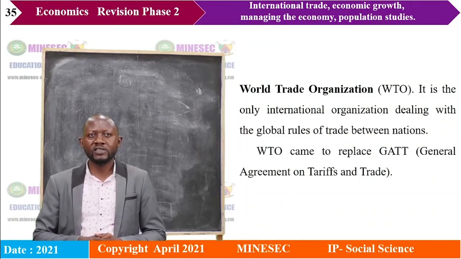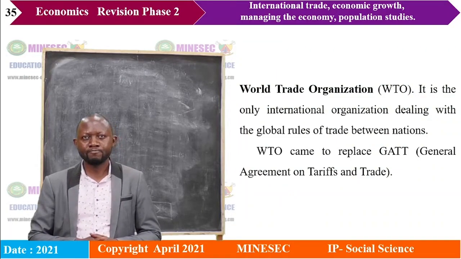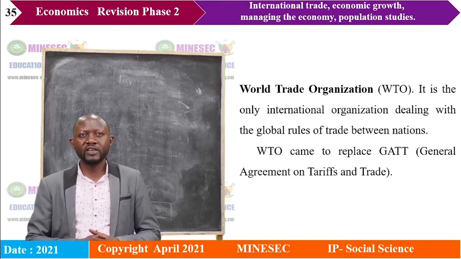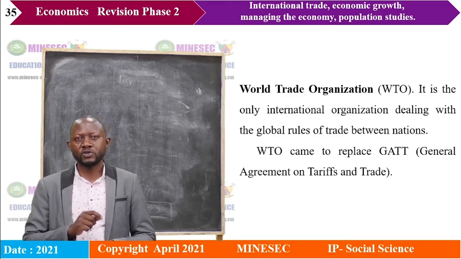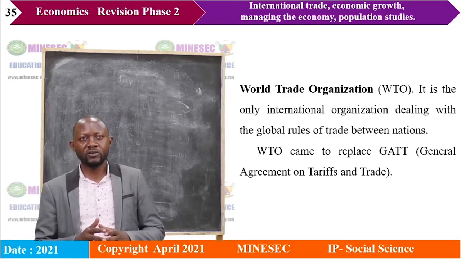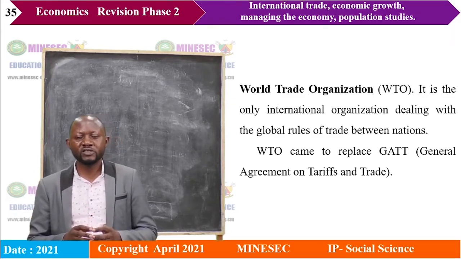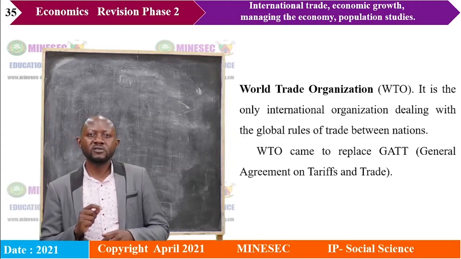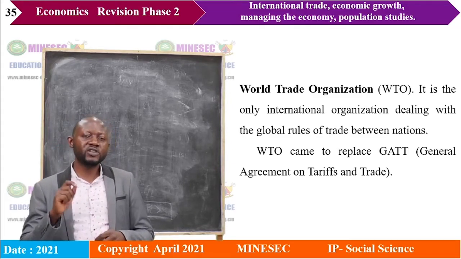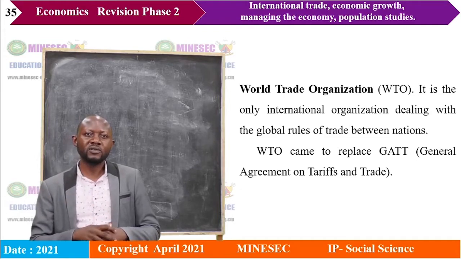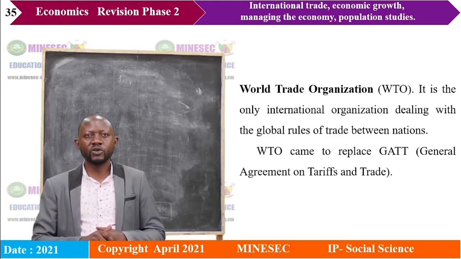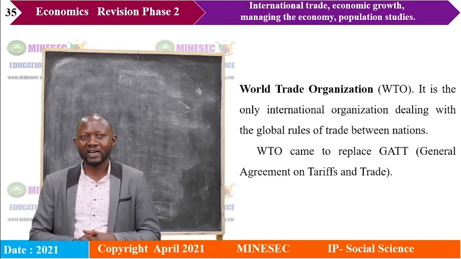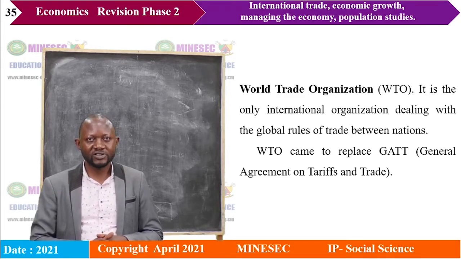And other objectives. Now let's look at the World Trade Organization. It is the only international organization dealing with the global rules of trade between nations. That is an organization whose main objective is to make sure that trade is as free as possible with less discrimination. It actually came to replace GATT, that's the General Agreement on Tariffs and Trade.